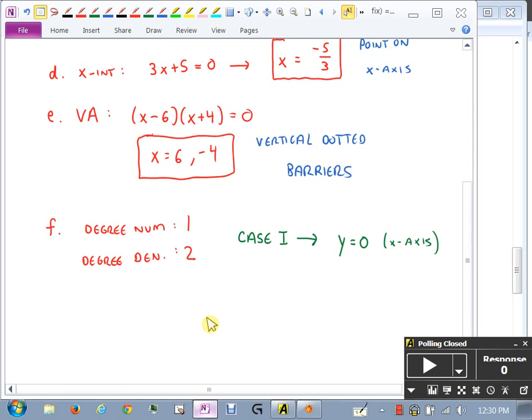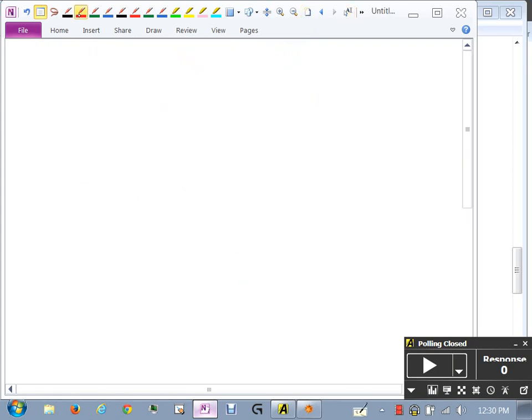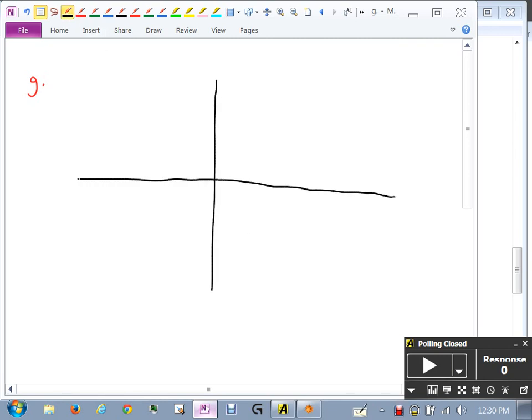All right, part G. I need to put all this information on a graph. And I would also recommend that this might be your final graph, this might be your first draft. It just depends on how things go for you. So give yourself some space. Okay, let's go and plot all this information.